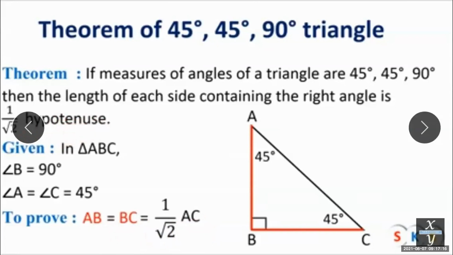Okay, now write the given for it: in triangle ABC, angle B equal to 90 degrees, angle A equal to angle C equal to 45 degrees. You can also write it separately: angle A equal to 45 degrees, angle C equal to 45 degrees. Otherwise, you can write it together. The meaning is the same for each one.